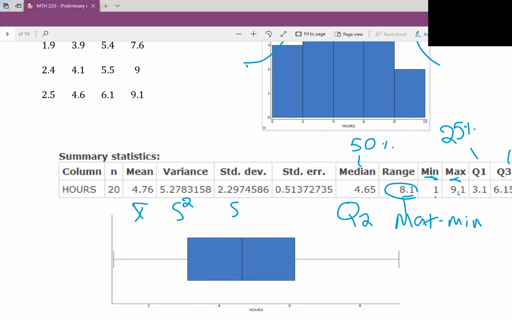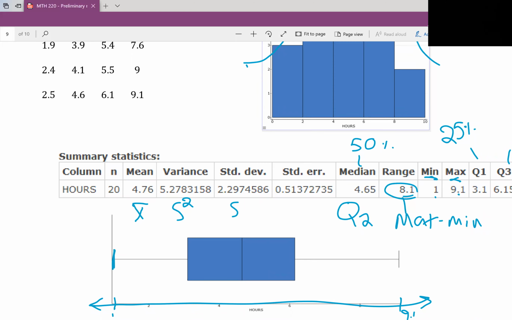The first thing we need is our minimum. So it starts with a number line. I guess that's a good place to start. We've got our number line, and we put the numbers based off of the minimum and the maximum. So our minimum is down here at 1, and our maximum is down here at 9.1. All right, so my box plot is going to fit somewhere between 1 and 9.1.